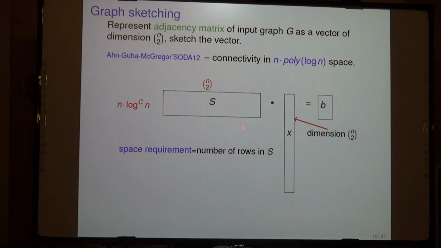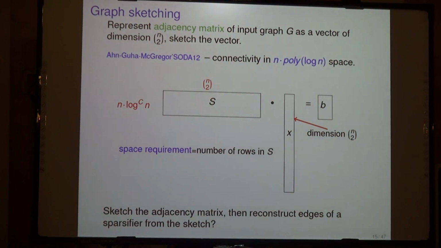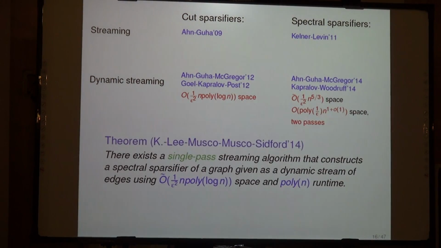So now we will design a graph sketch that is useful for sparsifiers. And the way we will do it is, indeed, we will sketch the edge incidence matrix of the graph and then reconstruct the edges of a spectral sparsifier. Let me just tell you a little bit, and this is the theorem that we will get. This is a theorem that we proved in 14.